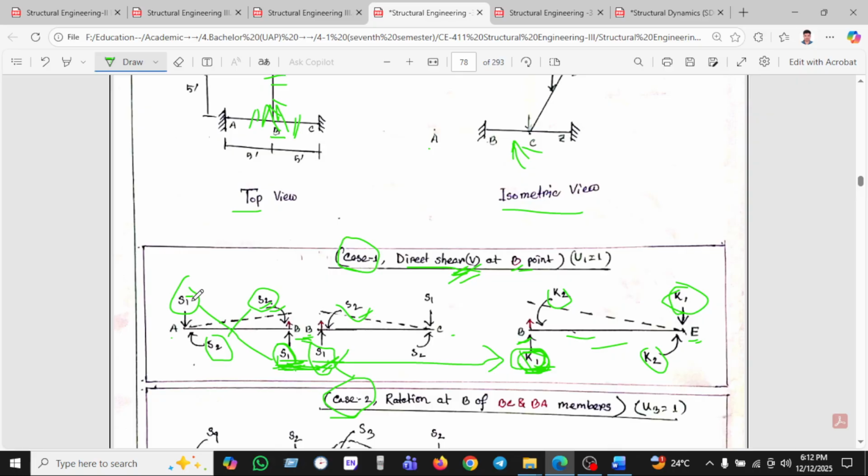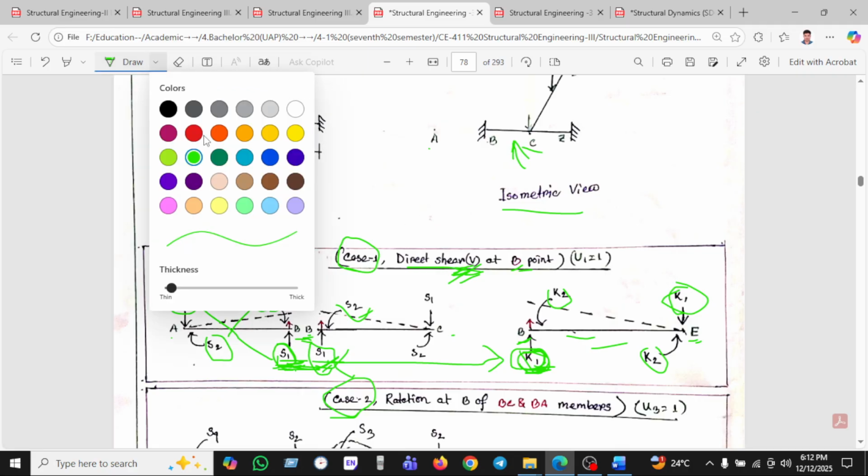So as we know, S1 is 12 EI by L cube, S2 will be 6 EI by L square, and S3 will be 4 EI by L, and S4 will be 2 EI by L. Okay, so this is case 1.